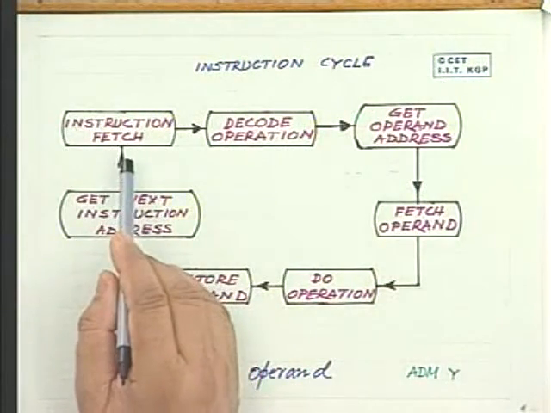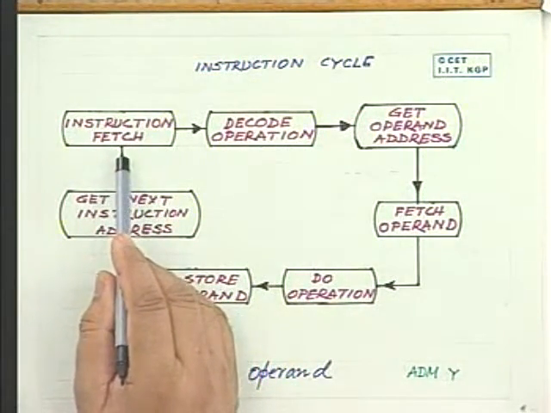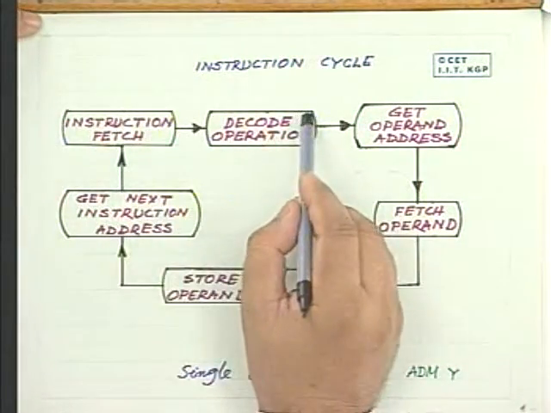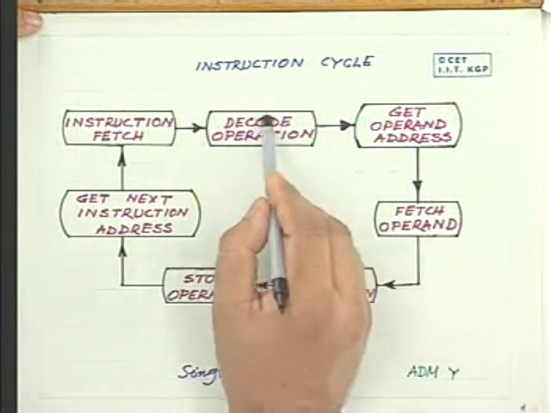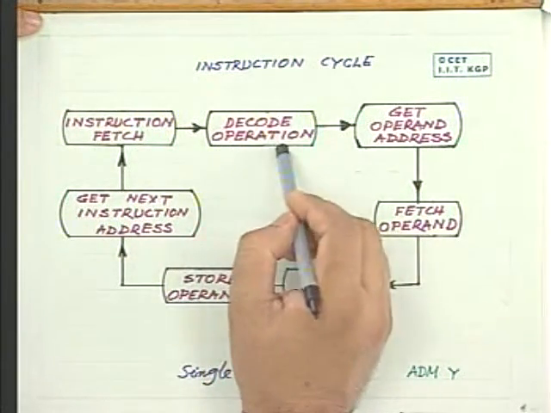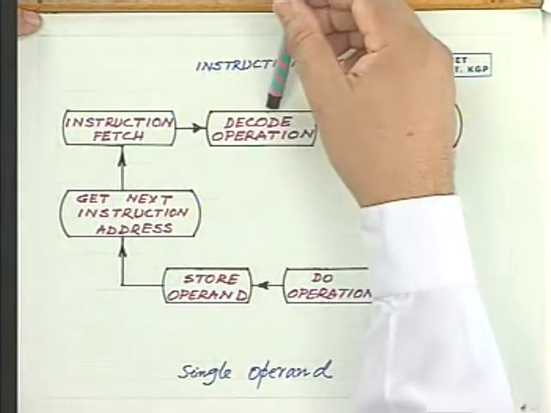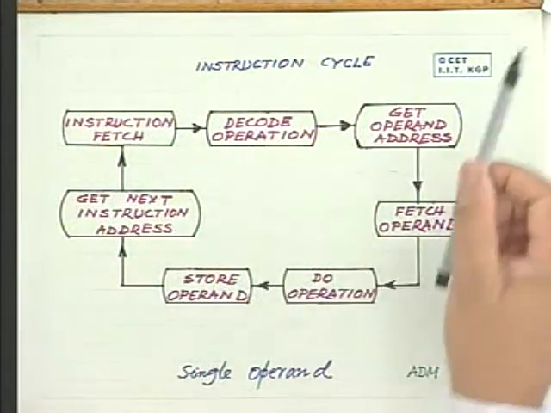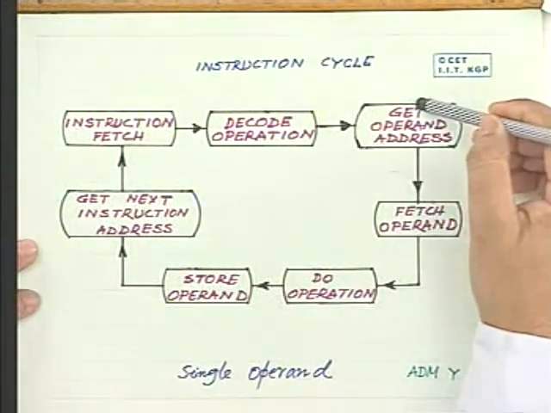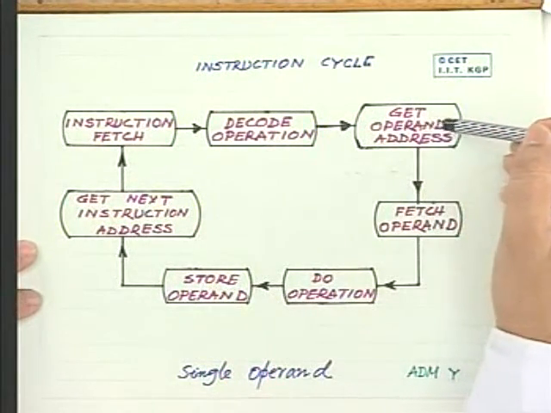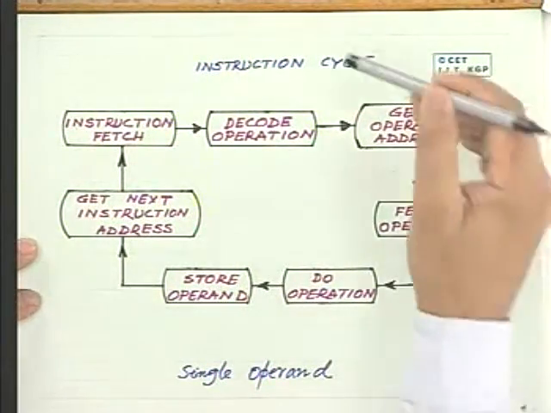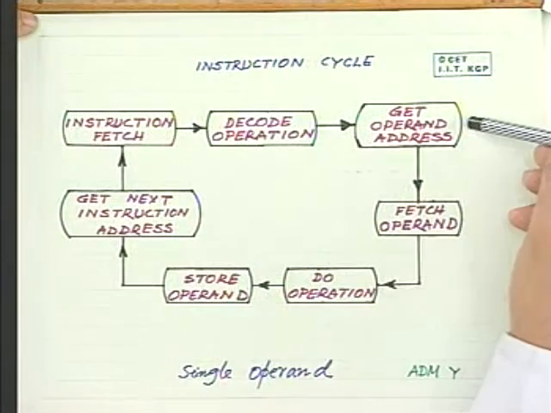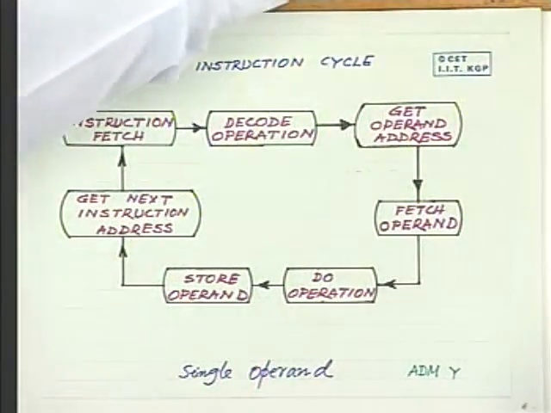Here you see an instruction fetch, where the instruction has been fetched, right? After that, the opcode is decoded, that means the decode operation is done, and by the time the decode operation is done, the program counter is incremented here. Now then comes get operand address. When you get that operand address, it will be pointed to by the program counter. Therefore, as I'm getting that operand address, the program counter in this case was incremented twice.